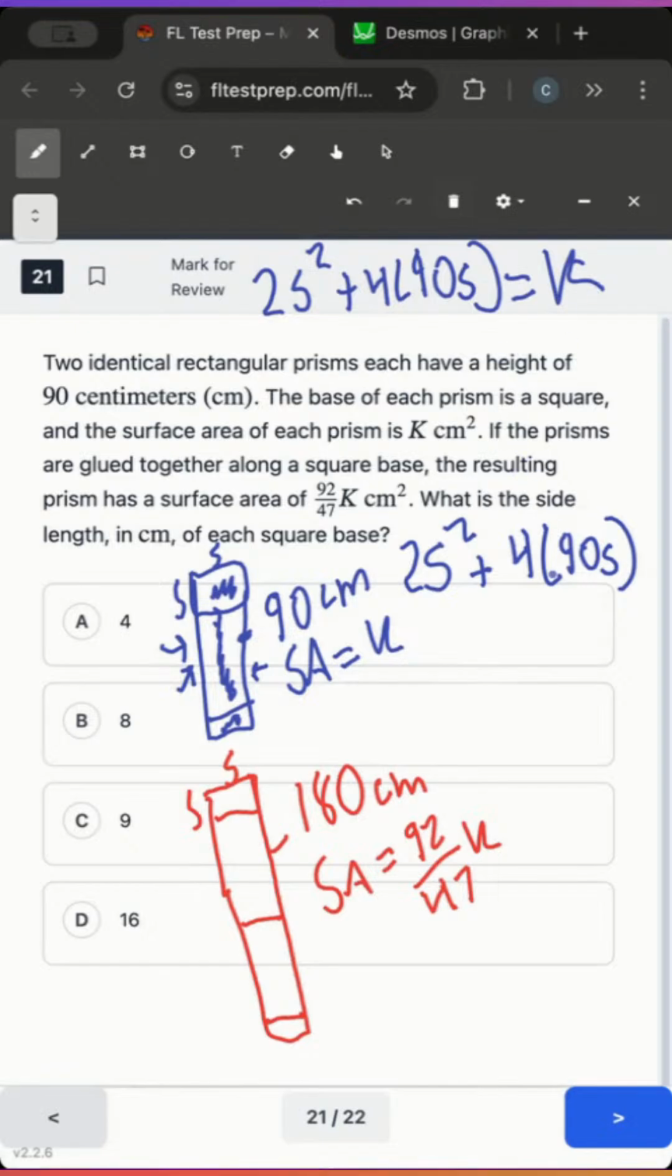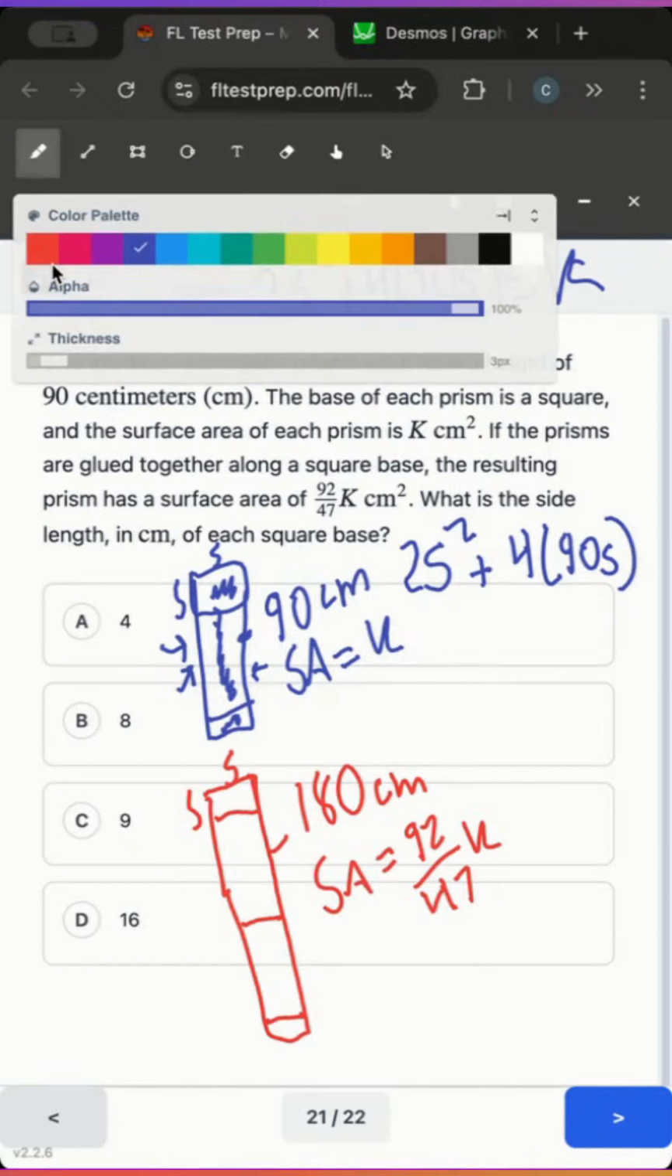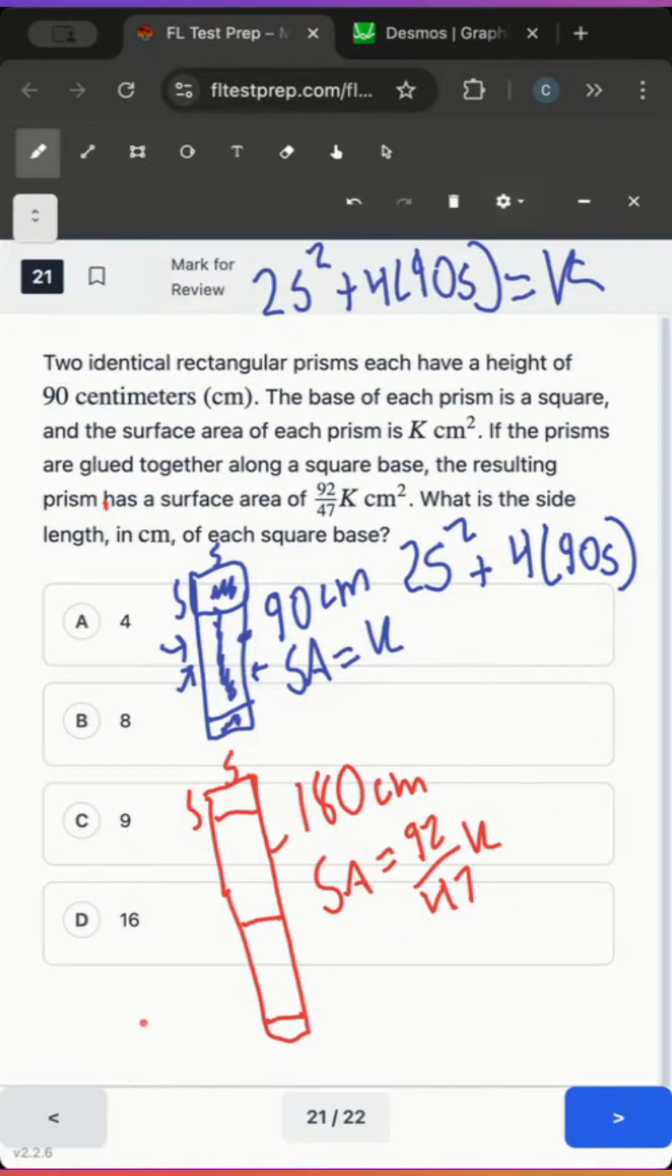I did 90 times s because to find the area of the rectangle face, I have to do the side times the height. So base times the height, side s. That gives me my equation for the surface area of the first rectangle. Now let's solve for the surface area of the second rectangle. I'm going to do that down here. It's going to be the same exact process.